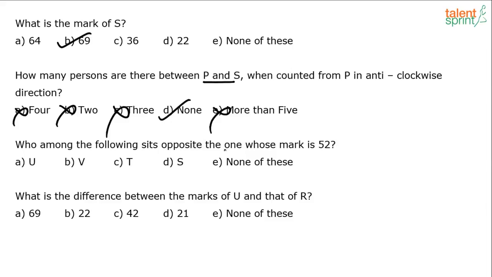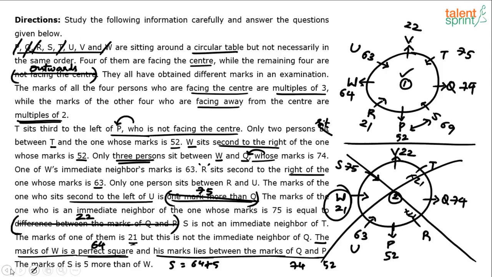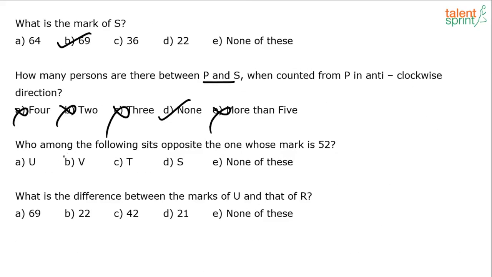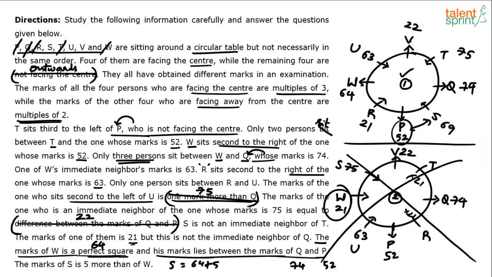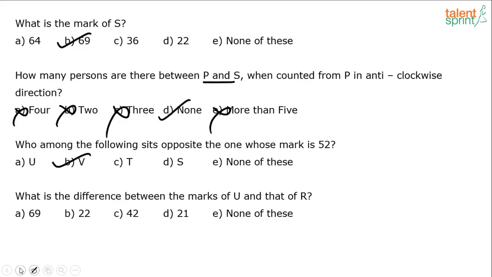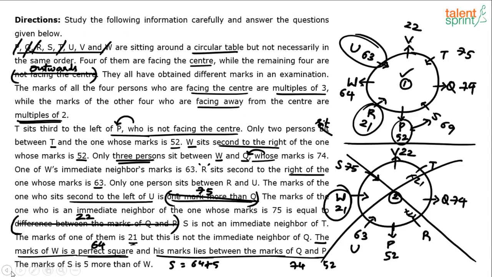Who among the following sits opposite to the one whose marks is 52? Who's got 52? P. Who's opposite to P? V. V should be the answer. What is the difference between the marks of U and R? U has scored 63, R has scored 21. The difference is 42. Done. With this, the arrangement is done.